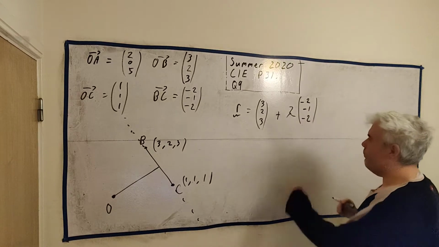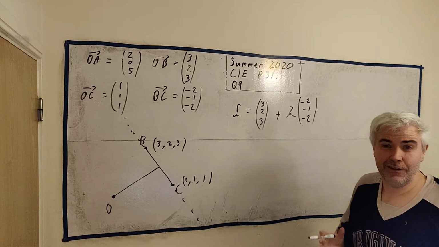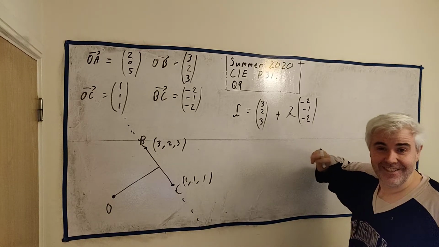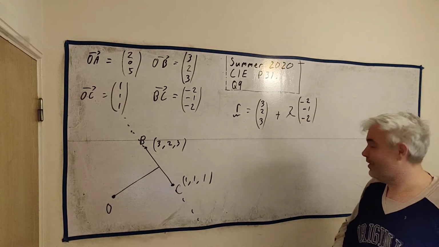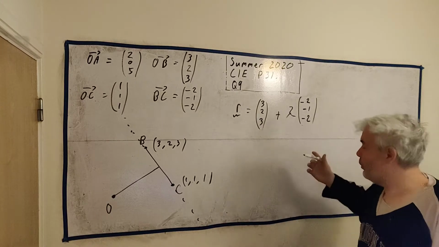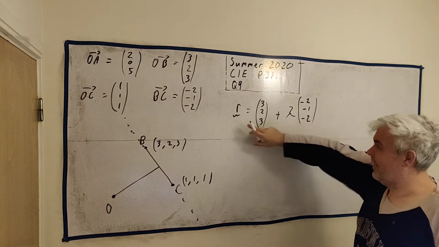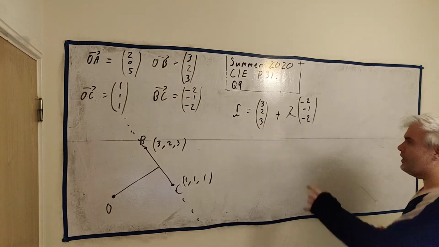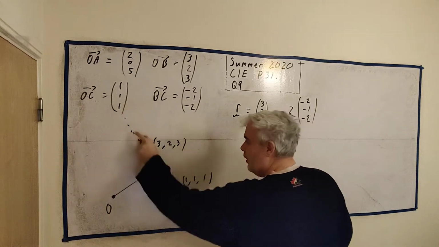Some number. Now, by convention, we just use lambda, but honestly, use any letter you want. Students hate using this. I just got used to it over the years. It often means wavelength as well, but we often use it for this. So I'm just going to go ahead and use it. You'll see it in books, you'll see it in the exam papers a lot. But again, any letter you want is fine. Now, this vector will go from O to any point you want on this line.